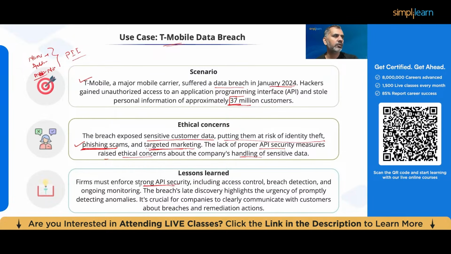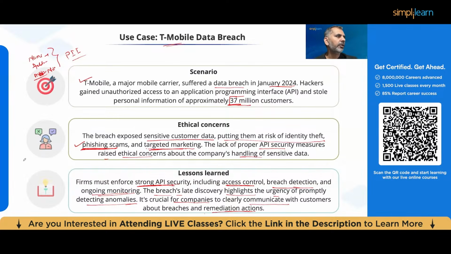So you have to enforce strong API security measures that include access control, breach detection, and ongoing monitoring. And whenever any kind of breach happens, it should shut down the system as well. The breach's late discovery highlights the urgency of promptly detecting anomalies, and it's crucial that companies clearly communicate with customers about breaches and remedial actions. That needs to be taken care of. That's very theoretical, I guess. Whenever we talk about these incidents, we take lessons from them and try to address the issues.